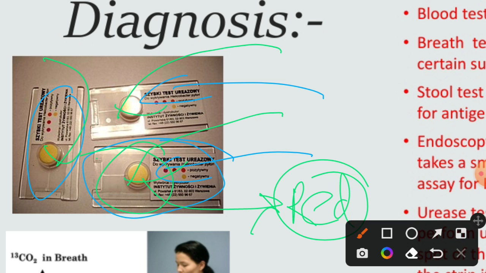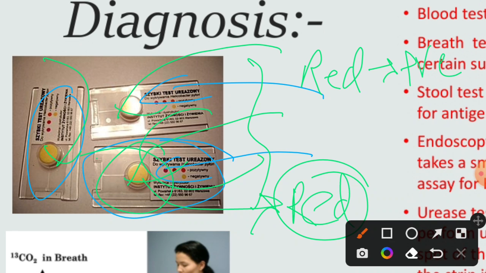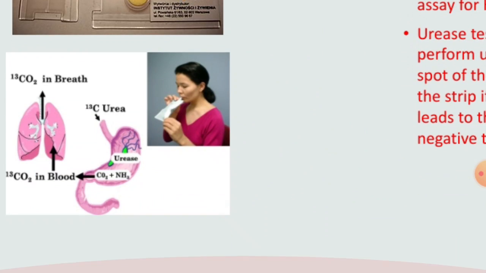So this urease will convert the urea in the spot into ammonia, and as a result it produces a red color. That is the urease test. Okay, here the production of red color in the spot gives you a positive result, production of yellow color in the spot gives you a negative result. Okay, this one is the urease breath test.